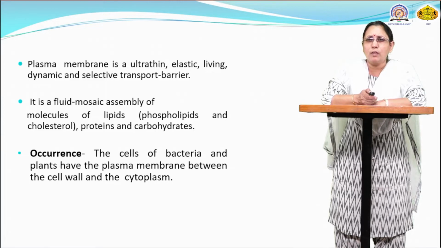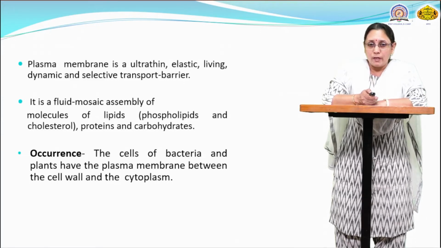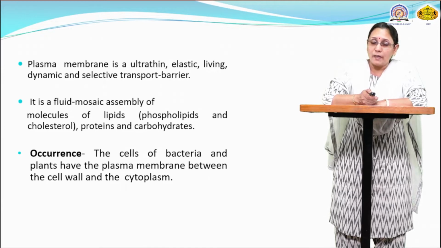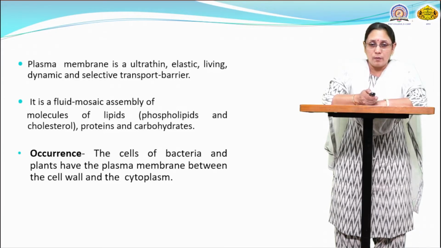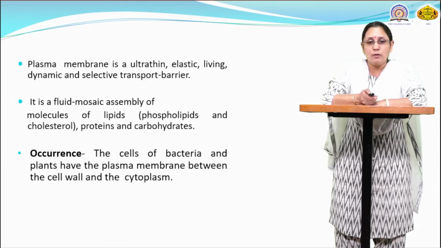Then if you're talking about the occurrence, meaning where it is actually present: the cells of bacteria, plants as well as animals. In all these kinds of organisms, you can see the well-developed structure of plasma membrane, where it works as an envelope and selective transport barrier.